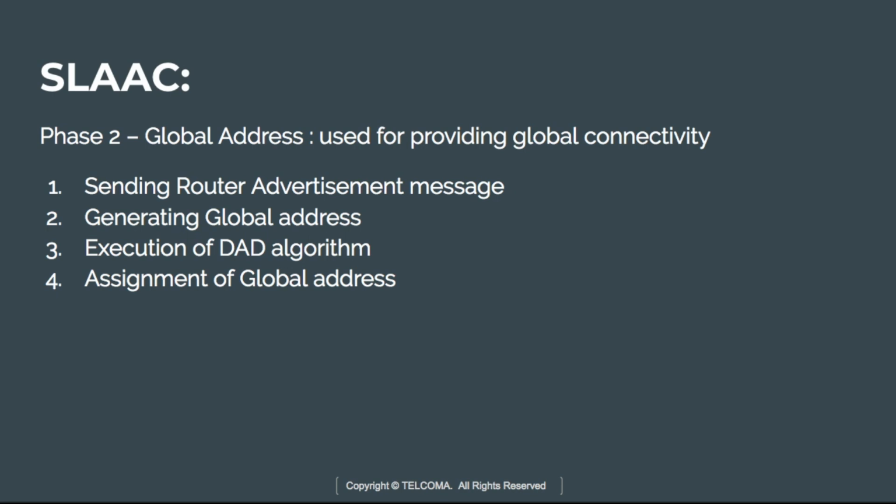And the last step is assignment of the global address. We will assign the address to a particular device if it is not a duplicate and is a unique one. So we will assign that address to the host interface. So these are the two phases: phase 1, the link-local addresses, and this other phase, which decides the global address.